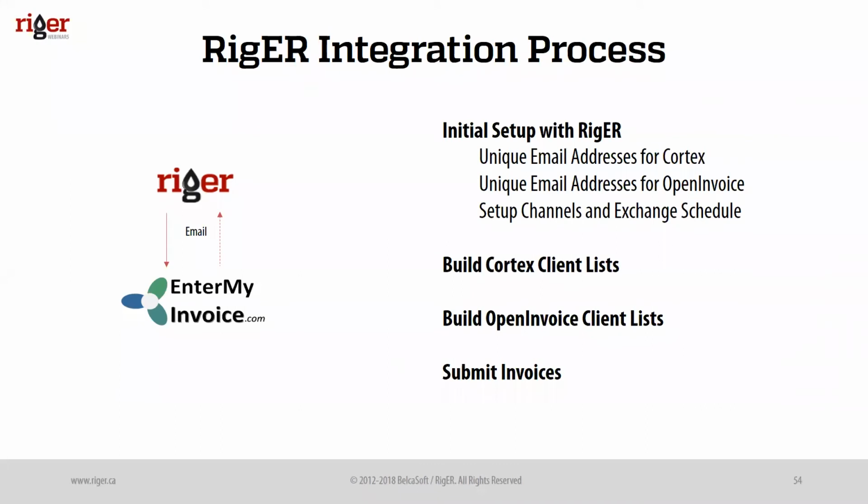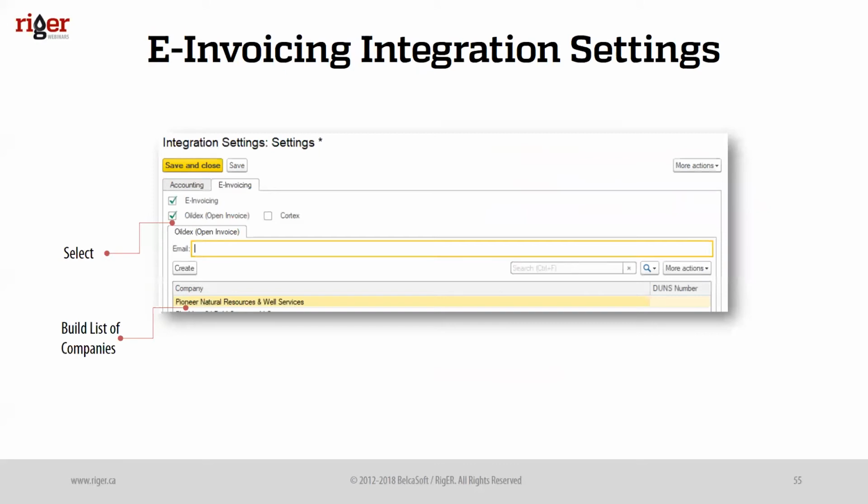So how it works in terms of RigER integration: we initially set up in RigER a unique email address for Cortex and for OpenInvoice. It will be two separate email addresses. We set up the channel and exchange schedule, and understand what kind of information needs to be transitioned from RigER to EnterMyInvoice, and then EnterMyInvoice splits the data and moves the invoices to Cortex or OpenInvoice. And of course, we need to build a Cortex client list and an OpenInvoice client list in RigER, and regularly submit invoices. In terms of setup, it's pretty straightforward.